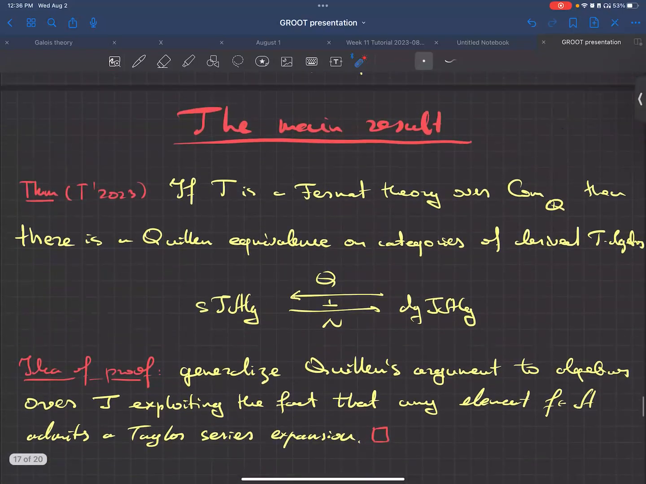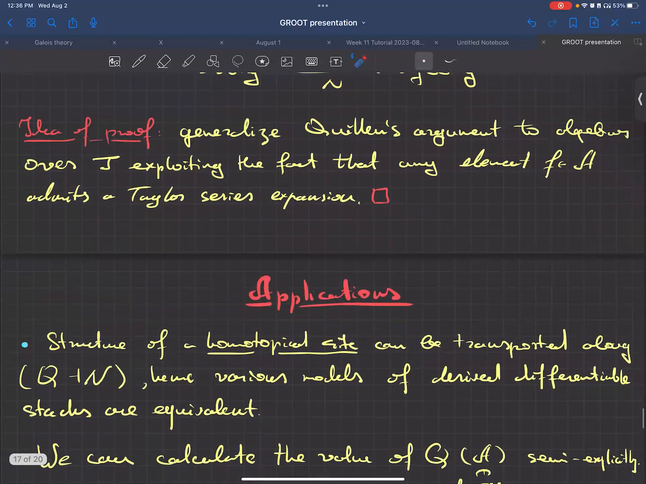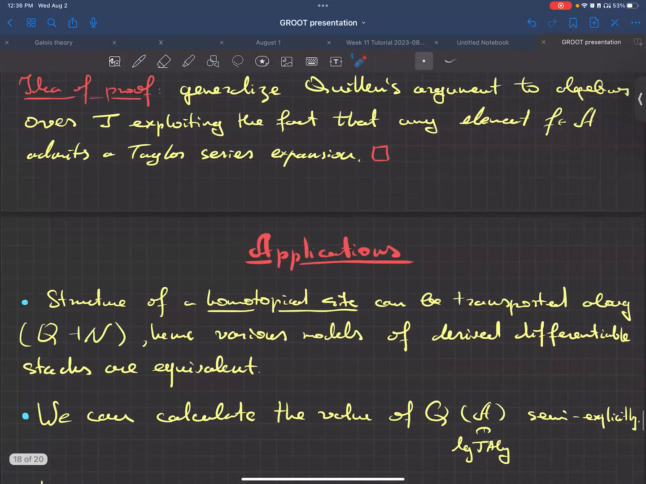All right, so what can we apply this to? Well, one of the applications is, of course, the fact that the structure of a homotopical site can be transported along the adjunction Q, N, and hence various models of derived differentiable stacks are equivalent.